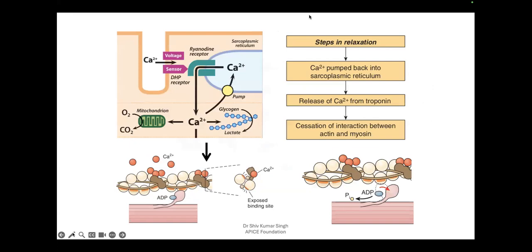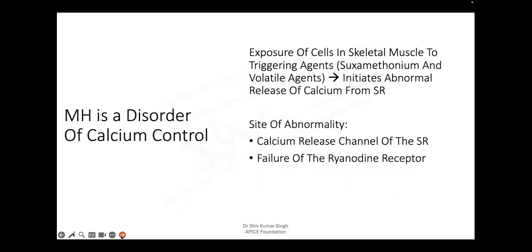Okay. So once the calcium is released, it goes on the actin myosin. There is contraction of the muscle, and after some time, the calcium is pumped back into the sarcoplasmic reticulum. So it is released from there, and pumped back. The interaction between actin and myosin stops and the muscle relaxes. So this is normal. But if this is not happening, if the calcium is not taken back and is constantly released, then that's what causes MH. So MH is a disorder of calcium control.